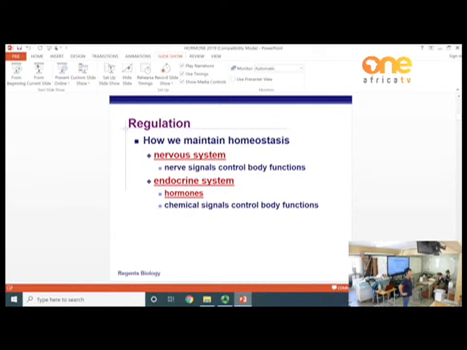Homeostasis. Homeostasis means to maintain a constant internal environment in a body or in an organism. In order to maintain homeostasis, we need our nervous system, and we are going to study the nervous system next year. But also what will help is our endocrine system, not your hormone system. You do not have a hormone system. You have an endocrine system and a nervous system.